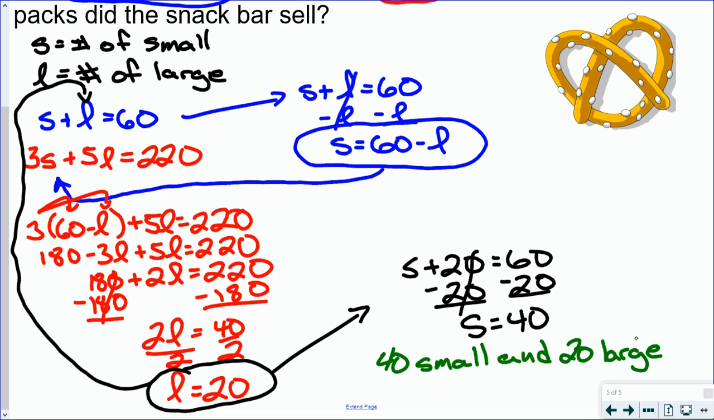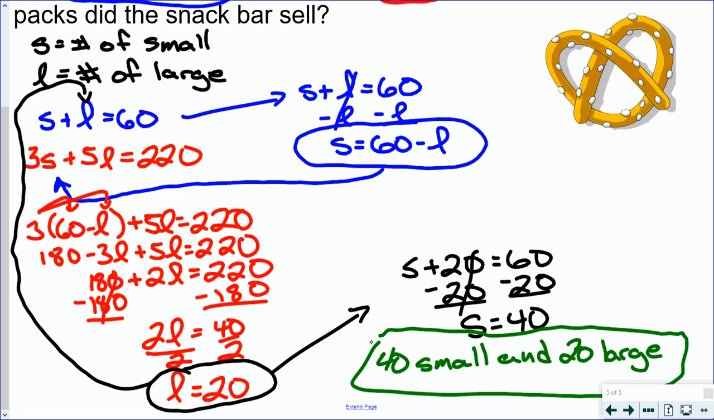And again, you can check that. Obviously, the first equation says S plus L is 60 and 40 plus 20 is 60. So that works. The next one says 3 times S, so that'll be 3 times 40, that's 120, plus 5 times L, which is 20, so that's 100. So 120 plus 100 equals 220, so that works too. So there's your answer. So that's solving systems using substitution.